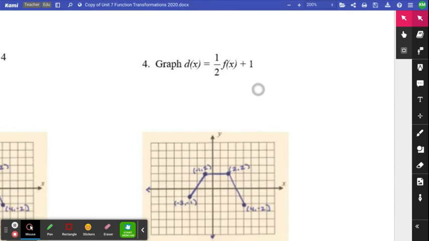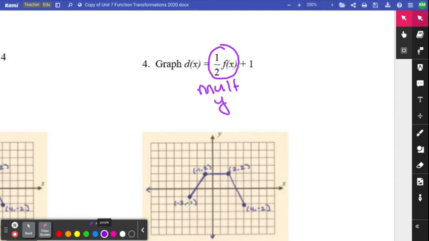Now, last one. This one's really tricky. Let's see what you guys can do. We've got a 1/2 in front. It's not in the parentheses. So we are not changing the x. What are we doing with that? So for this one, we're multiplying the y value by 1/2. Then what are we doing with this plus 1 on the outside? Remember, it's not in the parentheses. We are moving all of our graphs up 1.